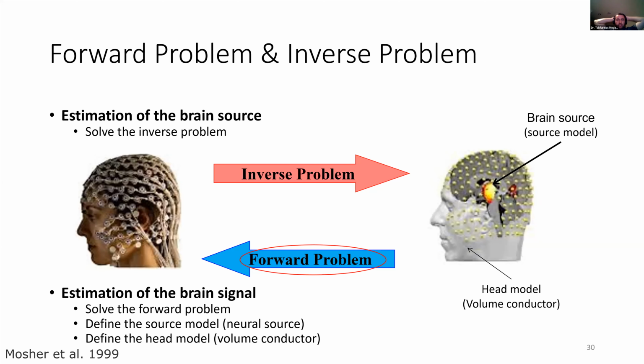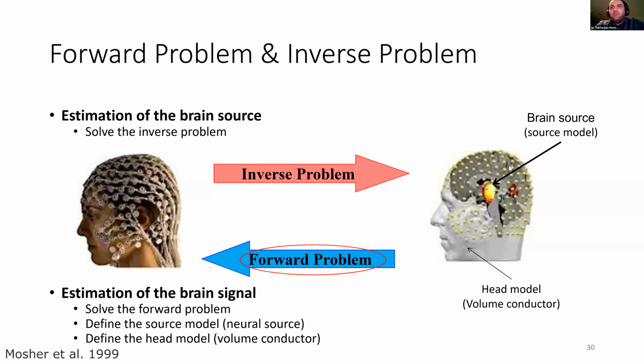So speaking about modeling in EEG and MEG, we need to speak about the forward problem and of course the inverse problem. So what are the forward and inverse problems? The inverse problem is the estimation of the brain source. From the recorded signals, either EEG, MEG, and also stereo EEG, we try to localize the source within the brain. This is the process of the inverse problem. It's kind of like we have the signals and we are looking to find the antenna that generates the signals.